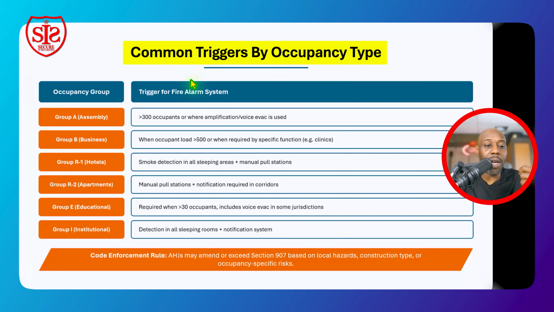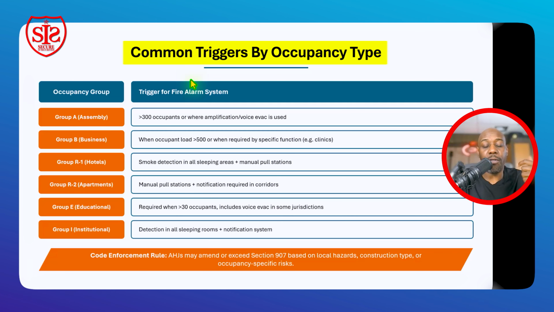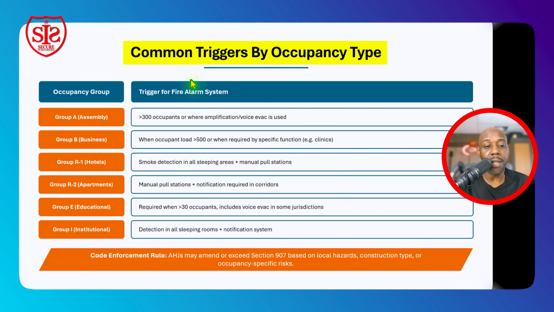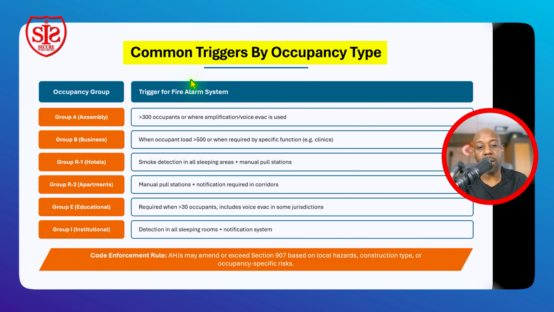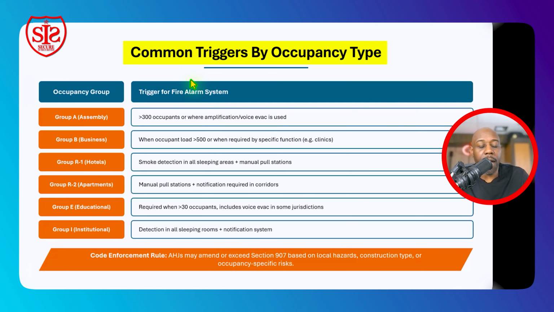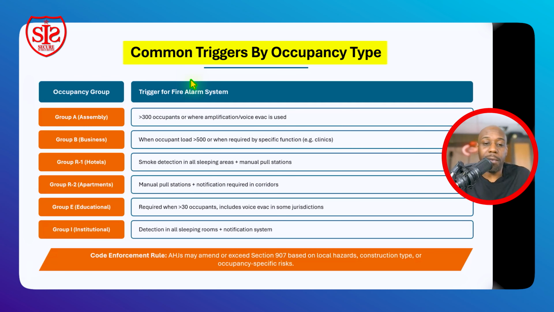Group E is for educational. It's required when you have 30 or more occupants, and you have to have a voice evac in some of these jurisdictions. And Group I is institutional. Detection in sleeping areas and notifications throughout the building. Now the local AHJ may exceed or amend any of these codes, so you always want to check with your local AHJ before you implement any type of fire alarm design or any type of fire alarm system.